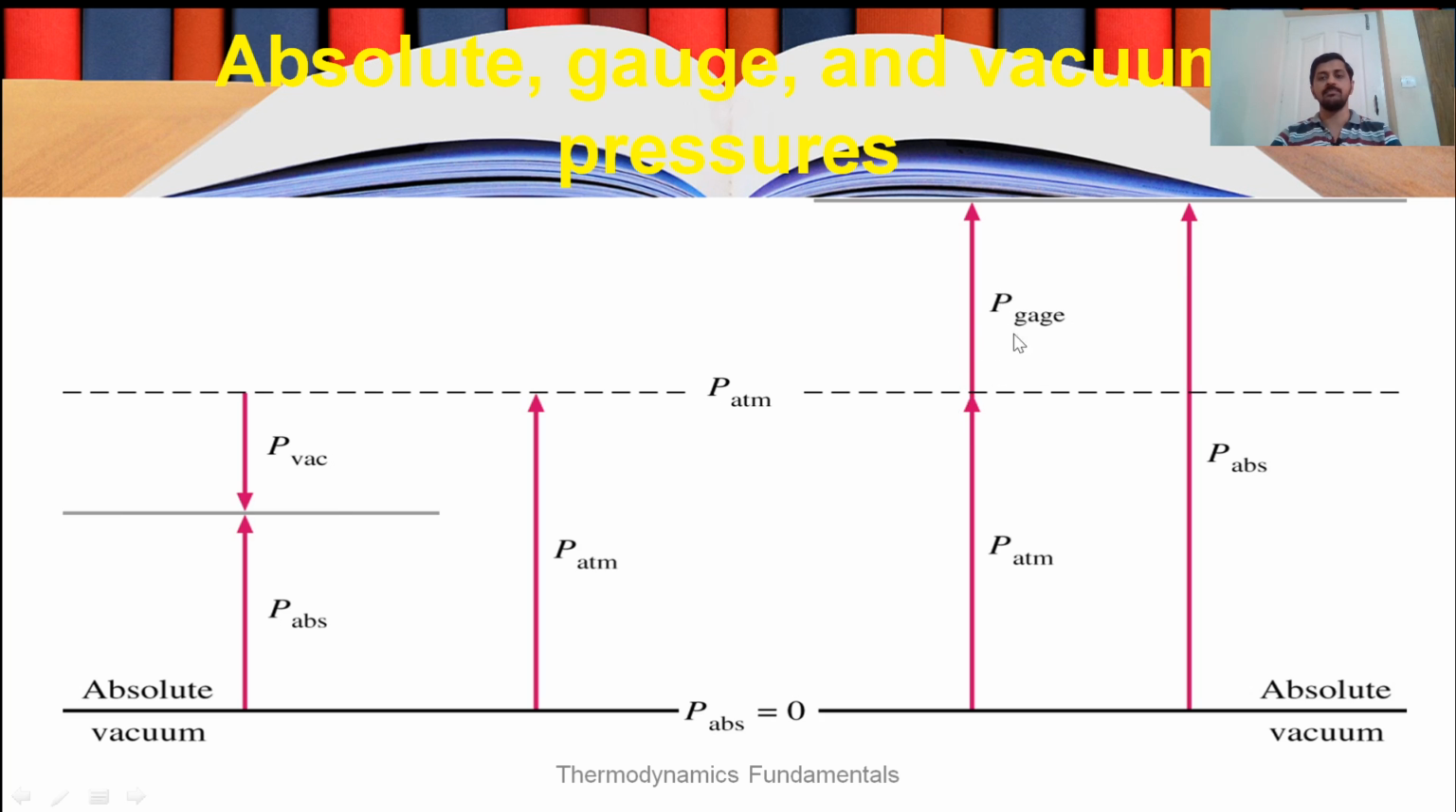So you can see here, these relations could be summarized like this. The absolute pressure is the sum of atmospheric pressure plus gauge pressure in the case of positive gauge pressures. The absolute pressure is equal to atmospheric pressure minus gauge pressure if the pressure is negative gauge or vacuum.